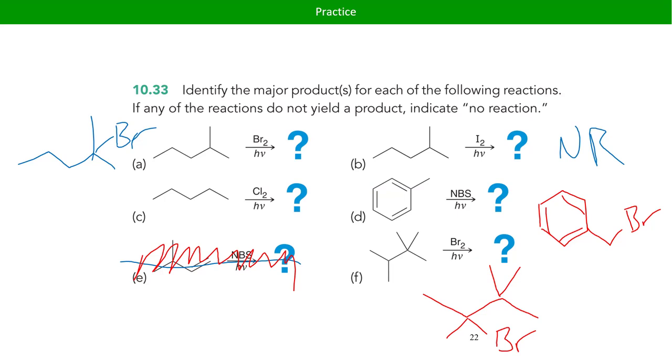F is only really tricky in the sense that you have to remember that you're not just looking for the most substituted carbon. It's the most substituted carbon that also has a hydrogen you can remove. So there's a reason so many of these examples have quaternary carbons, and it's to remind you, no, quaternary carbons don't do this because you can't have a carbon with five bonds. So you have to look for the tertiary carbons, most substituted up to tertiary.